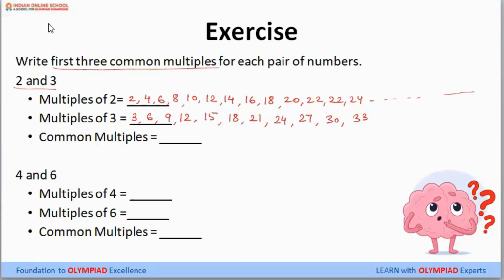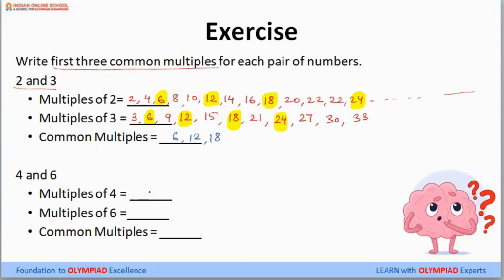Harshada, tell me what are the common multiples we are finding? Common multiples which are there in the multiples of 2 and 3, both. 6, 12, 18, 24, correct? And the question is asking about the first 3, so we will be writing 6, 12 and 18. Yes, everybody?